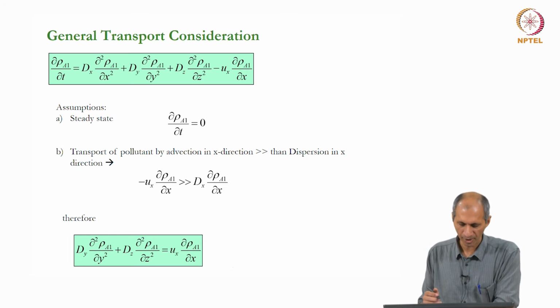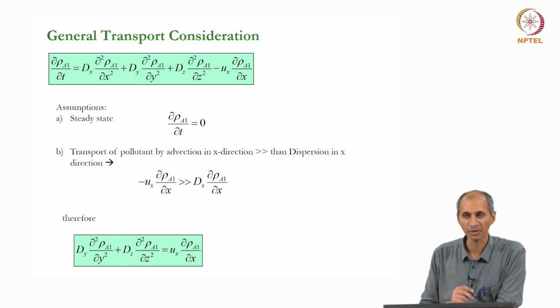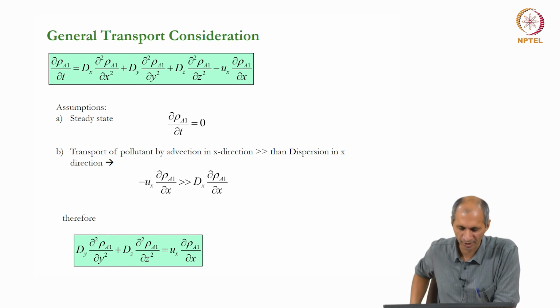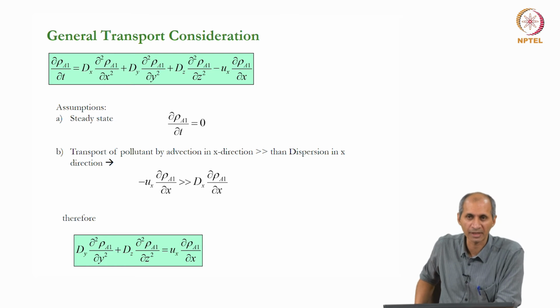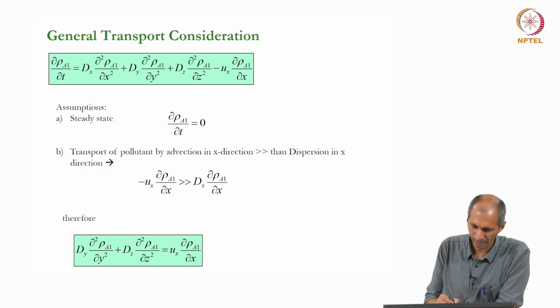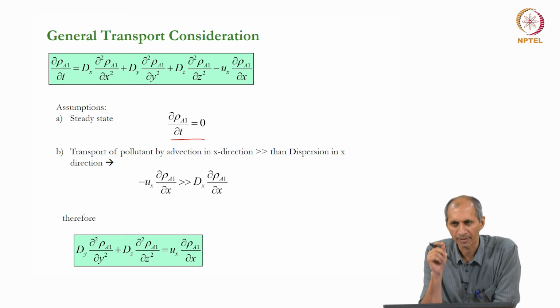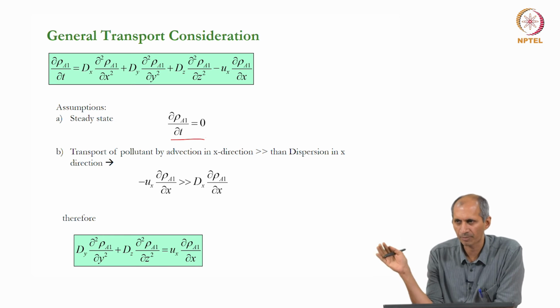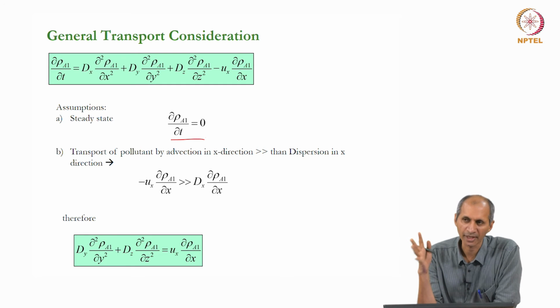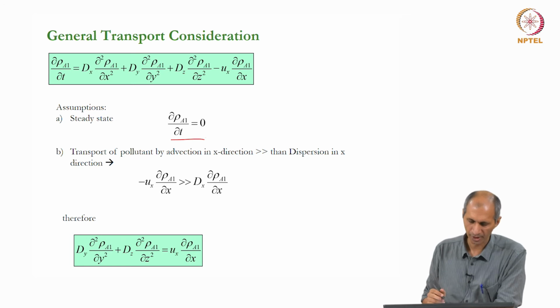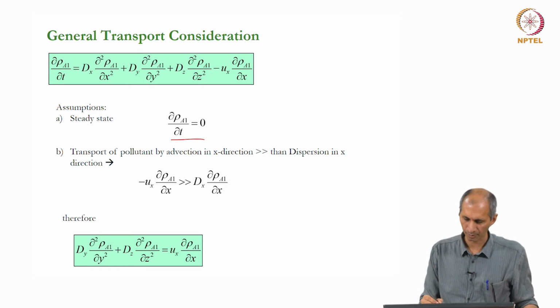Now, here we make two assumptions, one is a steady state assumption. You do not have to do this, but for the Gaussian dispersion model that we generally present, we use the steady state assumption where we say dou rho a by dou t equals 0, which means that at any place, any location you measure, concentration will not change with time, but it will be different with space. Okay. So, in a plume, nothing is going to change.